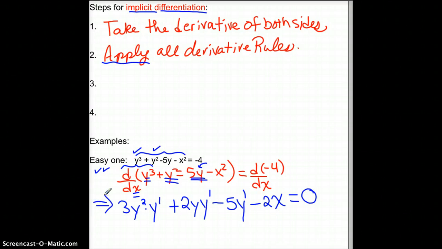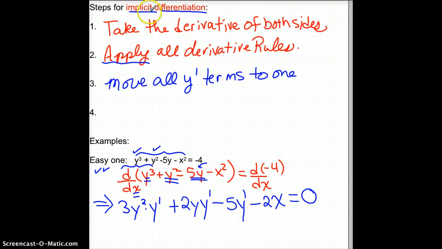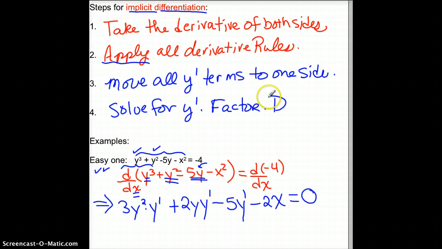Again, we're trying to find the derivative, or the slope of the tangent line, at any point along that graph. So what I'd like to do is isolate y prime, which means I'm going to move all y prime terms, or terms containing y prime, to one side. Usually we do that on the left-hand side. And then I'll solve for y prime, and usually that involves some factoring and some division.